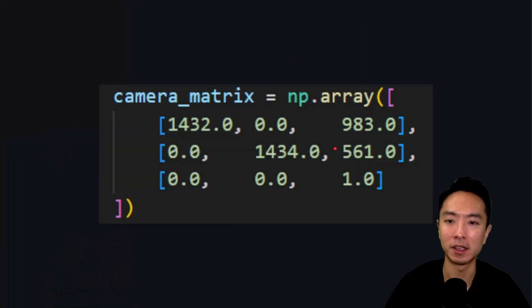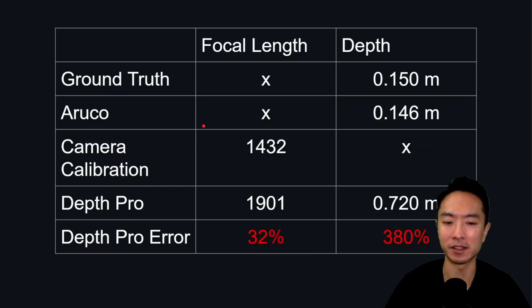So here is our camera matrix results using camera calibration, and you can see that we get about 1,432 for the focal length. Now, if we compare the differences, you can see that with focal length, we're looking at about 32% error for the Depth Pro. And if we're looking at the depth, we see about 380% error. So we're looking at 0.7 meters versus the ground truth, which is 0.15. So there's some way to go if you want to use this right off the shelf.